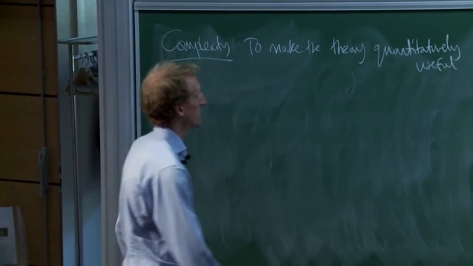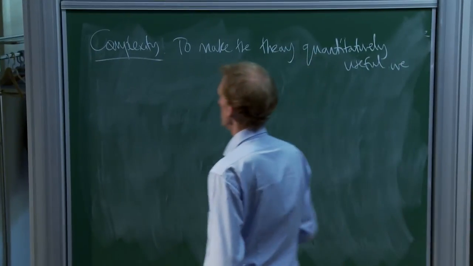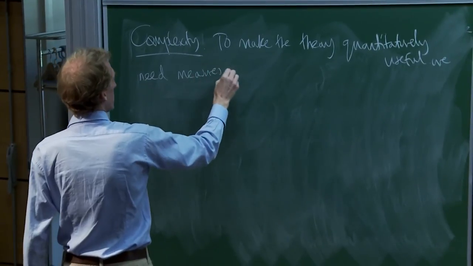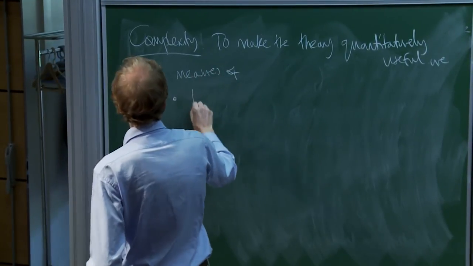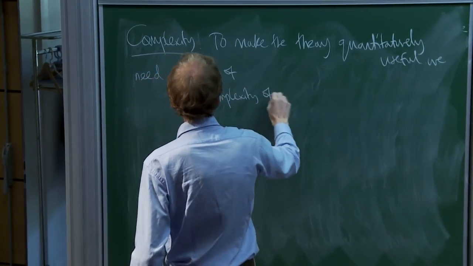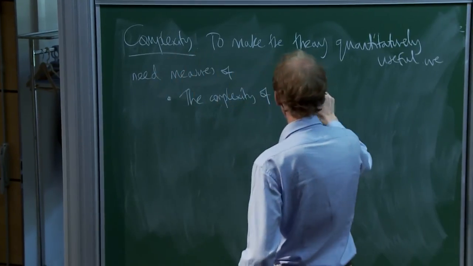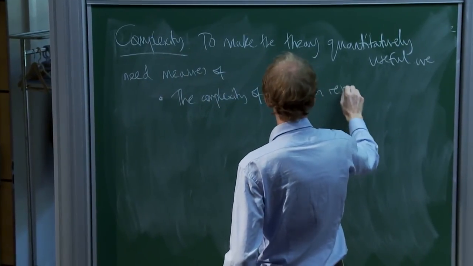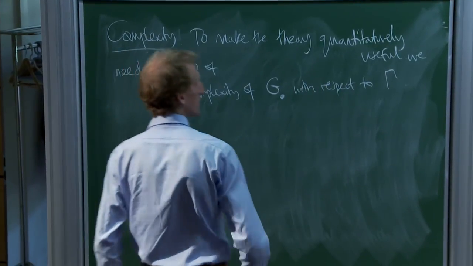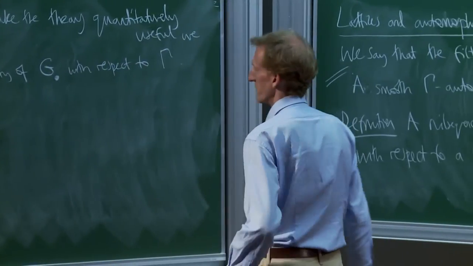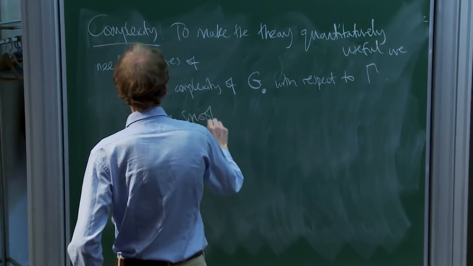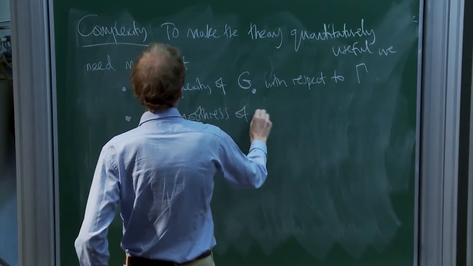So to make the theory quantitatively useful, we need measures of two things, really. The complexity of the filtration with respect to gamma, and also how smooth the function phi is. So the smoothness of phi.